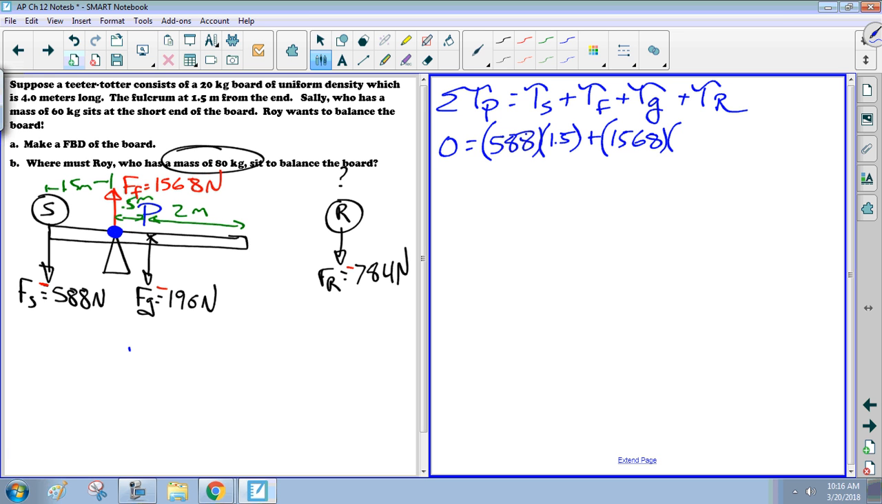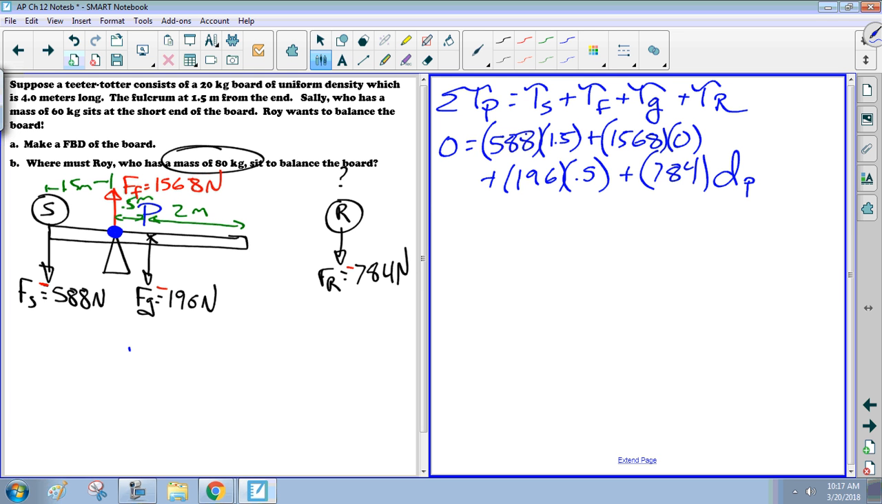1568 times... zero, right? Does everybody see why that's zero? Plus the torque from gravity, which is 196 times 0.5, plus the force from Roy, which is 784 times D. And I'm going to put a little P here to indicate that that's the distance from my pivot point P. Clear? All right. So solve this.